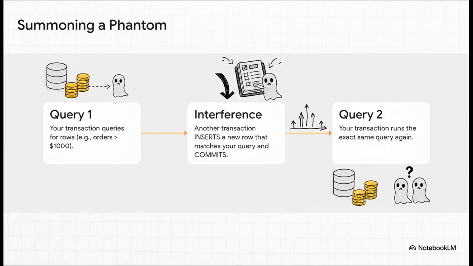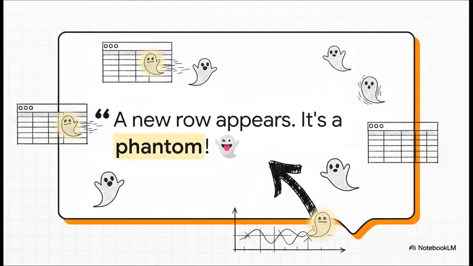So, for example, your transaction asks the database, show me all sales over $1,000, because you need to calculate a total commission. While you're doing that math, another transaction zips in, adds a brand new $2,000 sale and commits it. Now your transaction runs its query again, maybe just to double-check the final number. And suddenly, a phantom row has just appeared. A whole new sale that didn't exist a millisecond ago is now in your results, throwing your whole calculation off. It's as if a ghost just materialized right inside your data.